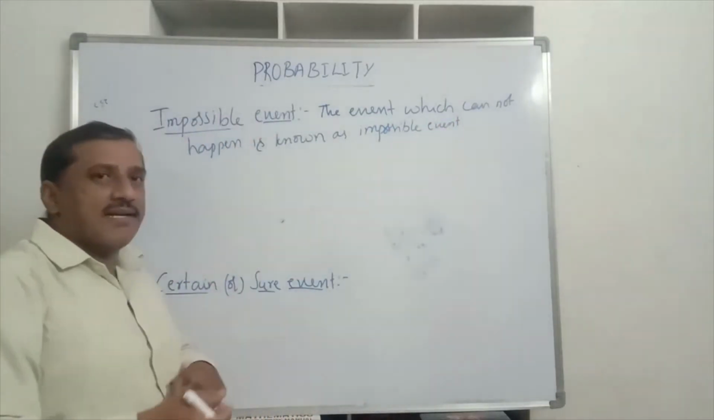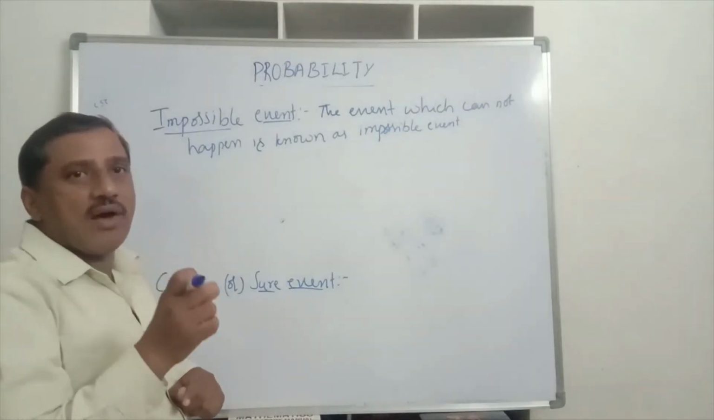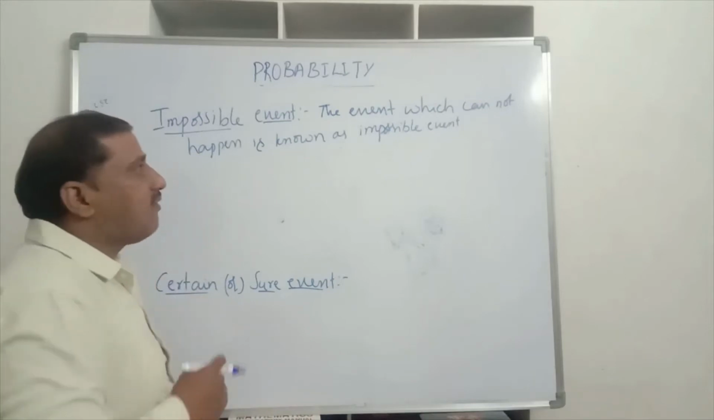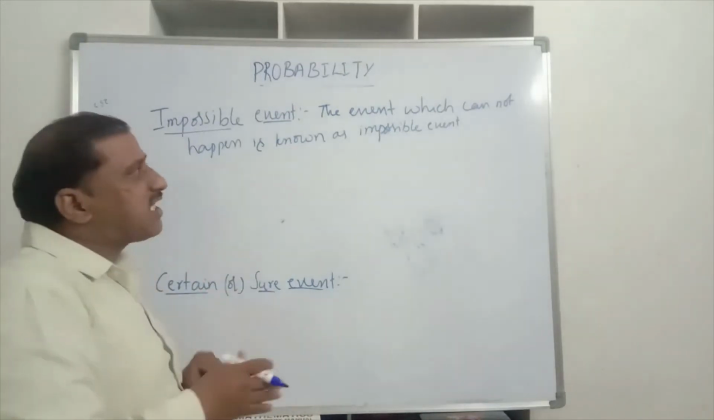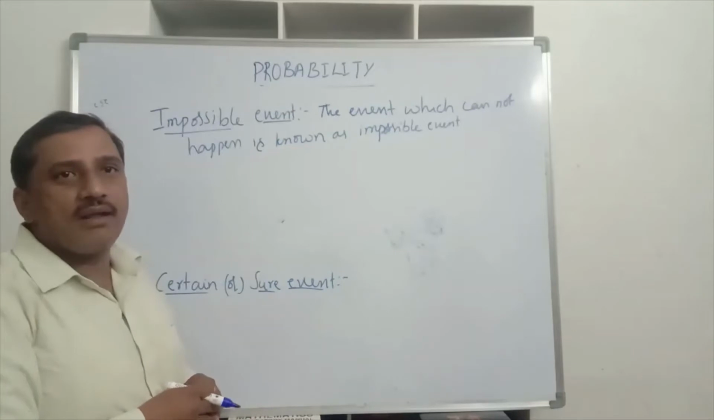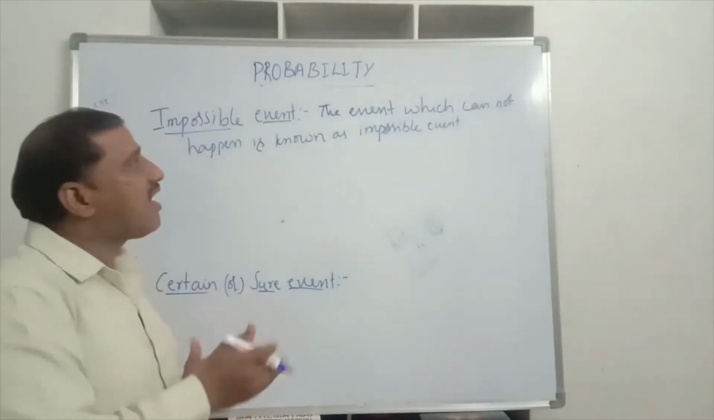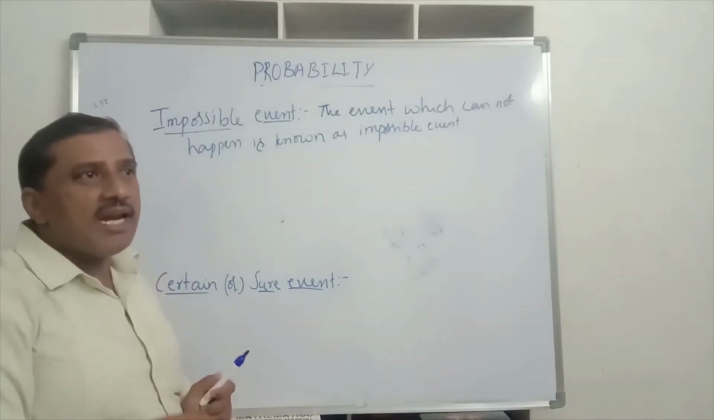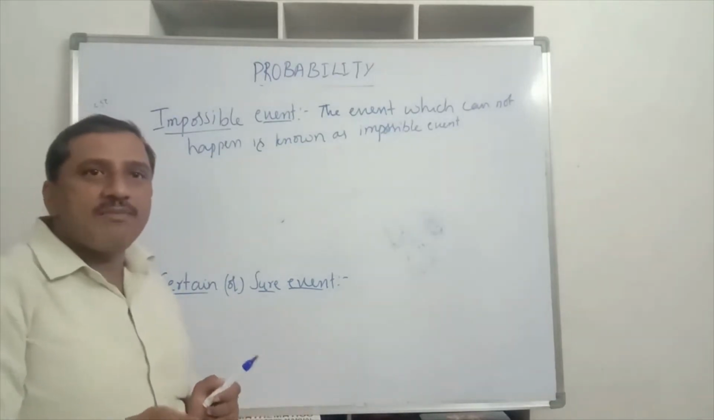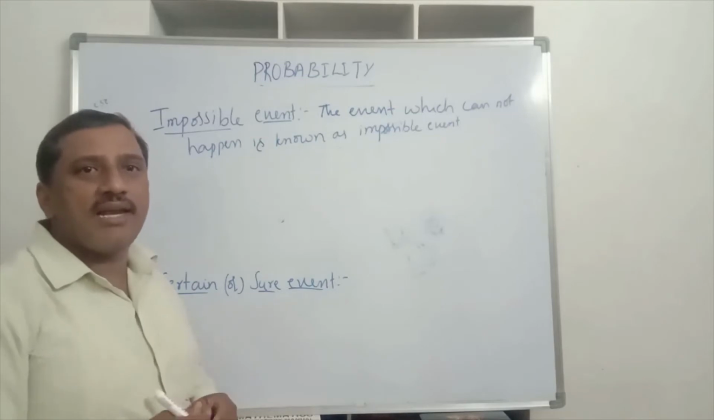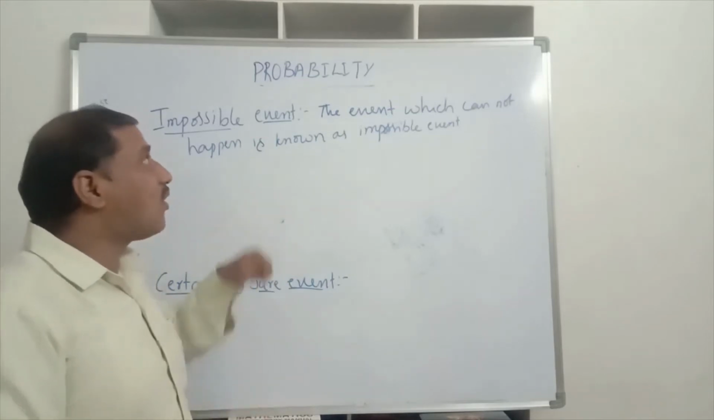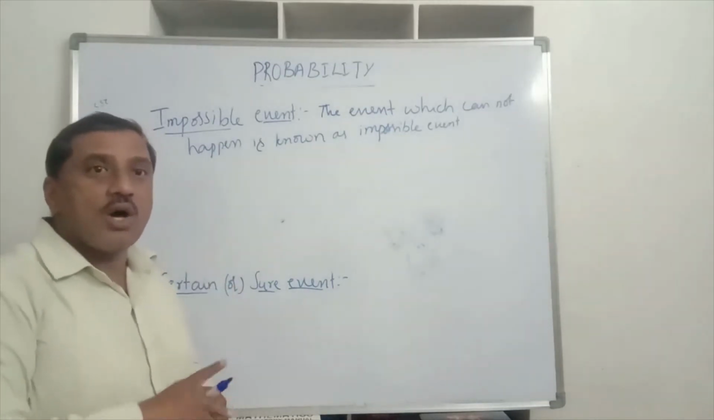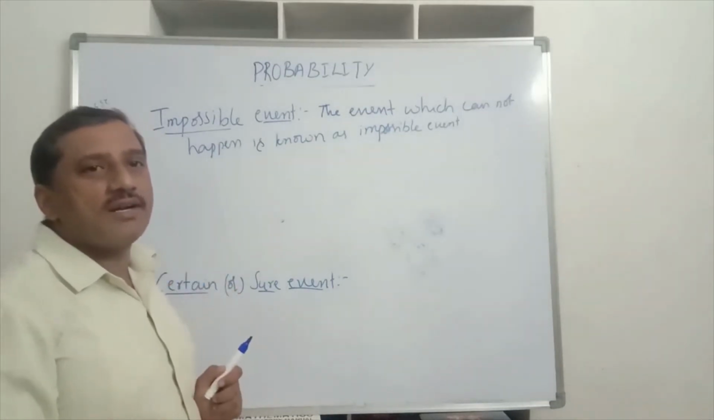When we toss a coin, if the coin is a fair coin and the base is unbiased, means there is no obstacle, is it possible to get a head and tail together? It is not possible. We call such types of events impossible events. Similarly, when we roll a die, is it possible to get a number 7 on any face? No. So such events are known as impossible events.